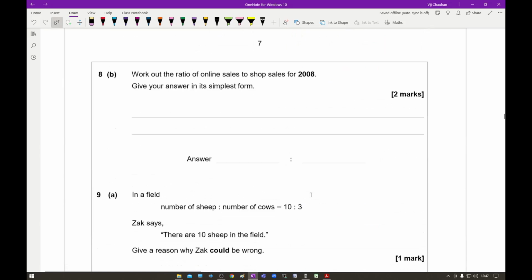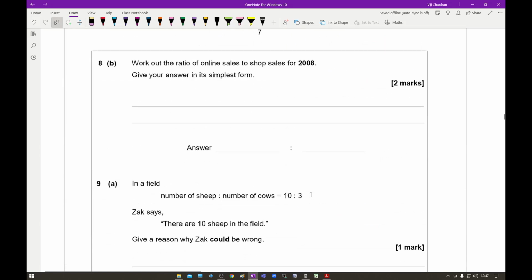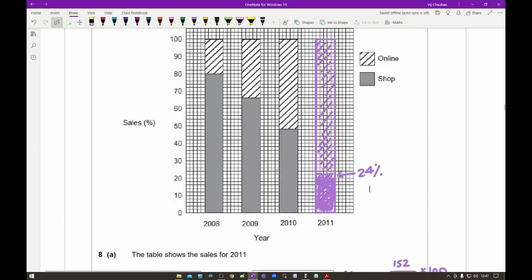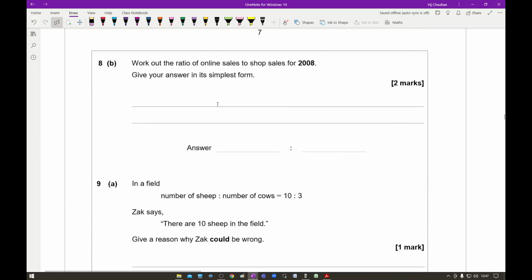Moving on to question 8b, it says work out the ratio of the online sales to the shop sales in 2008. So for this, looking at 2008, we can see that it's 80 to 20%. So here we want online to the shop, so it's 20 to 80. And then all I then need to do is simplify this ratio. So divide both numbers by 10 gives me 2 to 8. Dividing both numbers by 2, I get 1 to 4.